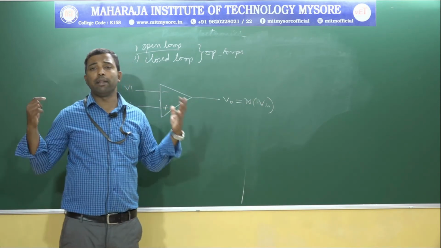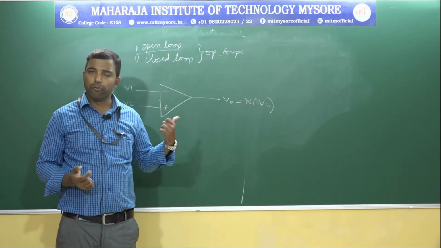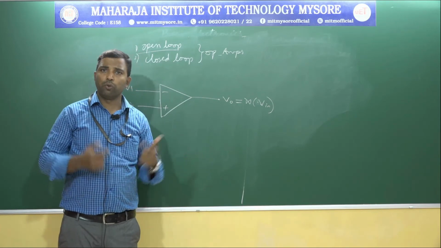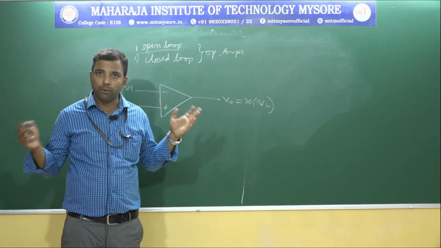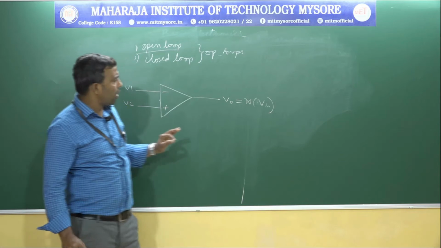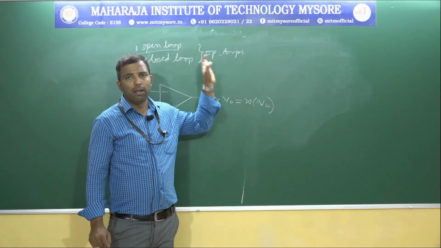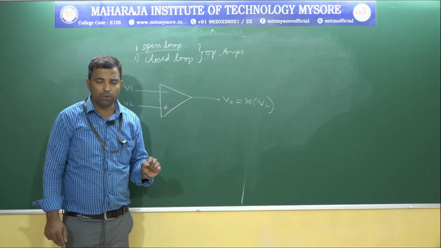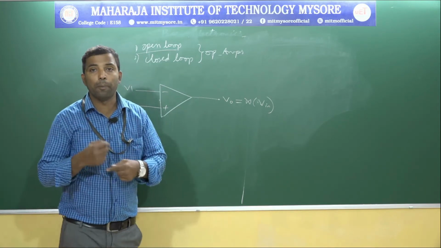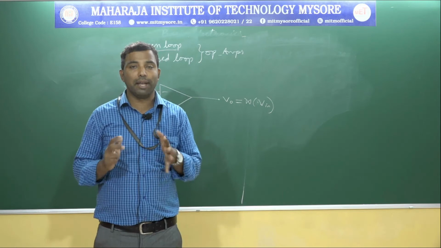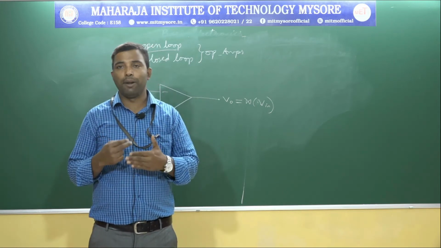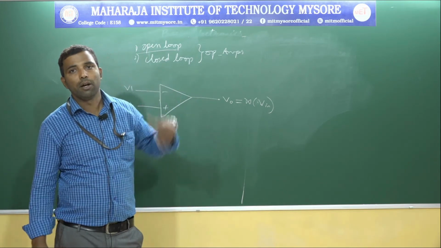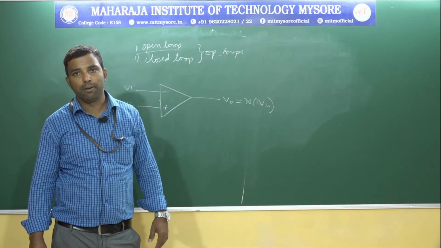If you go for 2 volts of input, it is 2 times infinity, which is a very large value. In order to avoid this, we go for the closed loop configuration. In this closed loop system, we can control the operation. We can control the things. So controlling the operation is done with the help of closed loop operation.